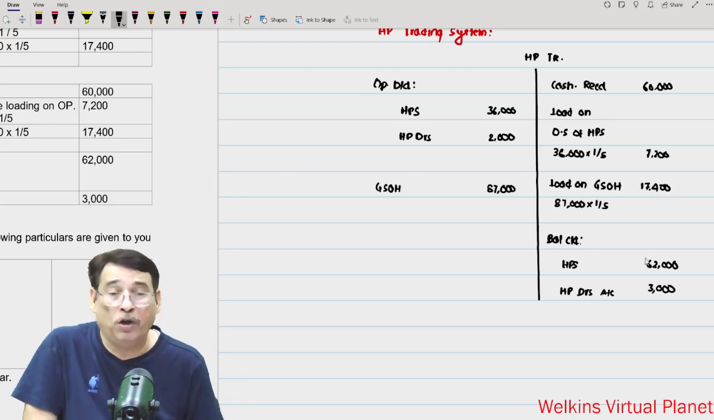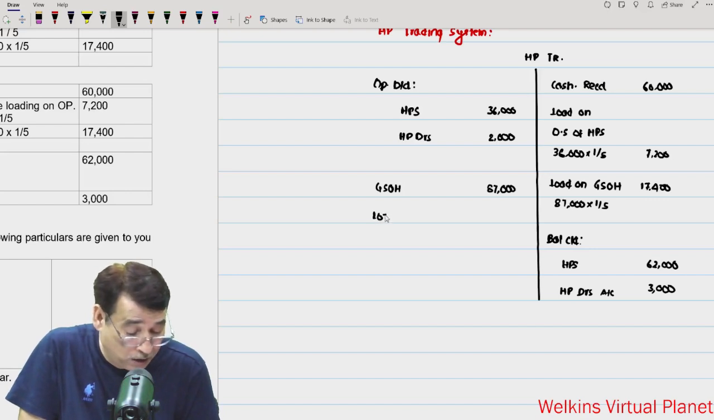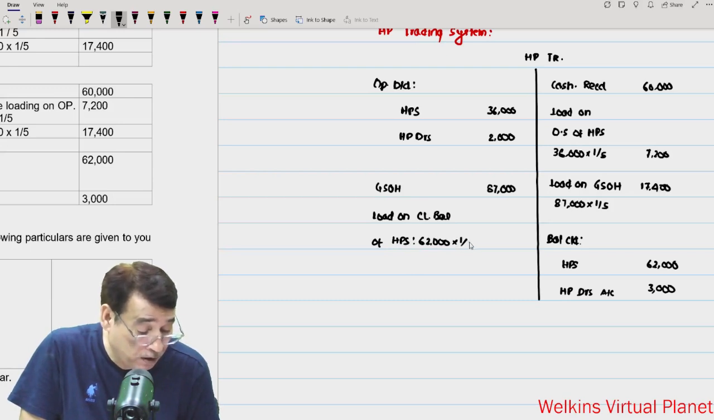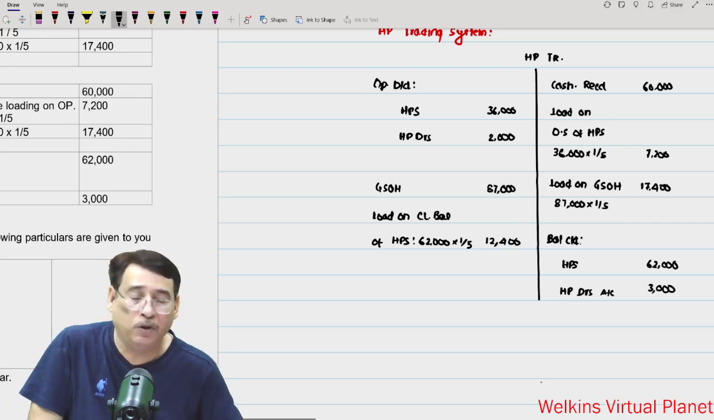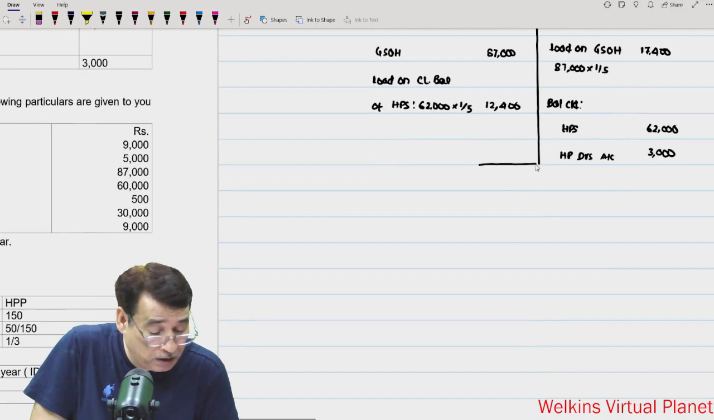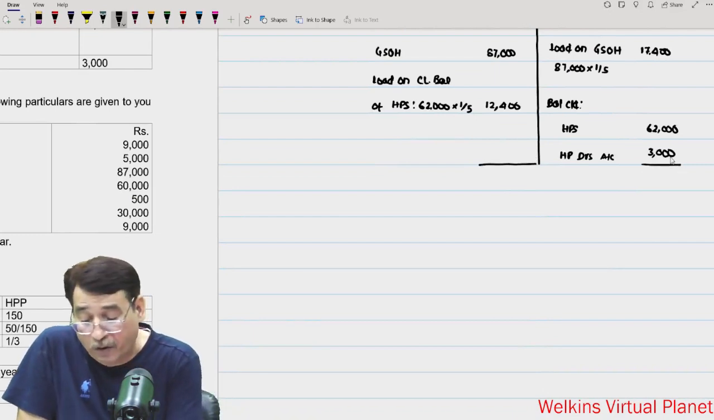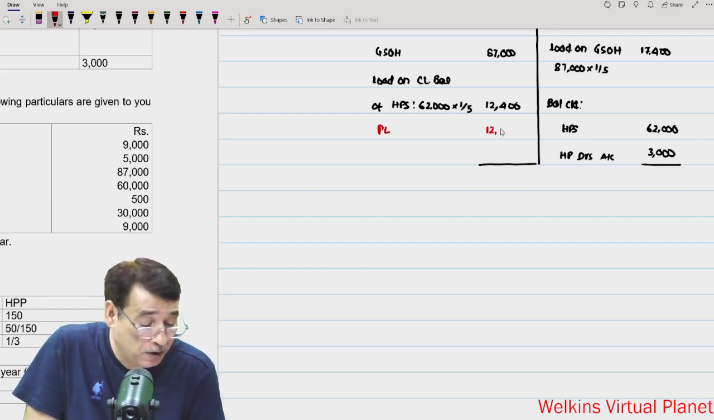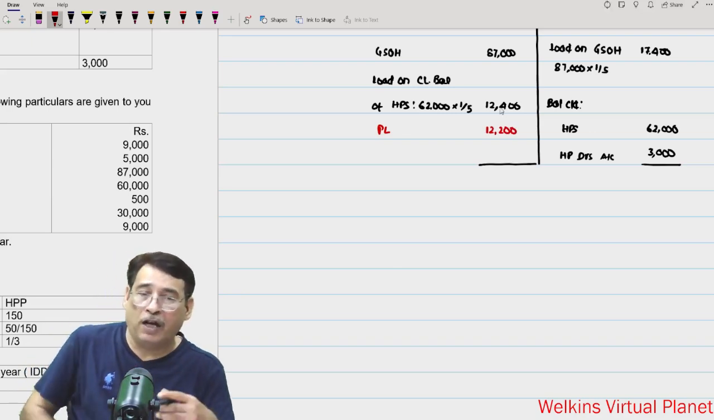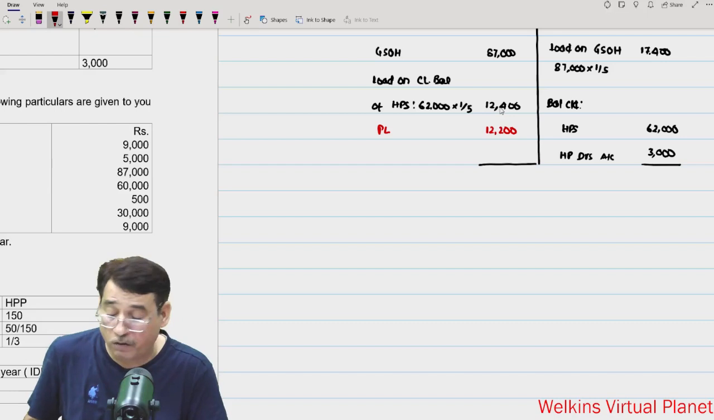And then you will take the loading of hire purchase stock account and you are going to write it over here, load on closing balance of hire purchase stock account, that is 62,000 into 1 by 5, 12,400. Now, if you balance it, you are going to get the same answer. Both the methods are going to fetch you the same answer. Remember one thing. So, profit and loss account, 12,200. So, this is how we shall have to actually move in this particular chapter.